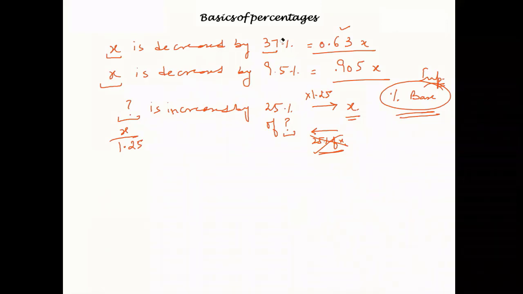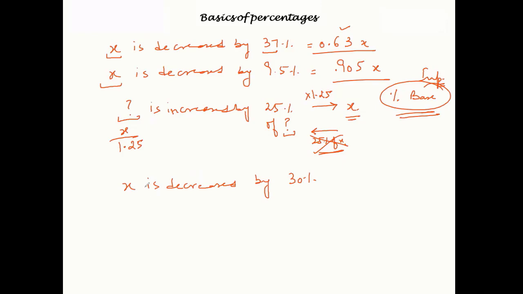Let us say something is decreased by 30%, and that something becomes x. Something is decreased by 30%, it becomes x. So what was that something? When you decrease something by 30%, it becomes 0.7 times. So to go back to the original value, you will have to divide by 0.7. This gives you the original value of the number.